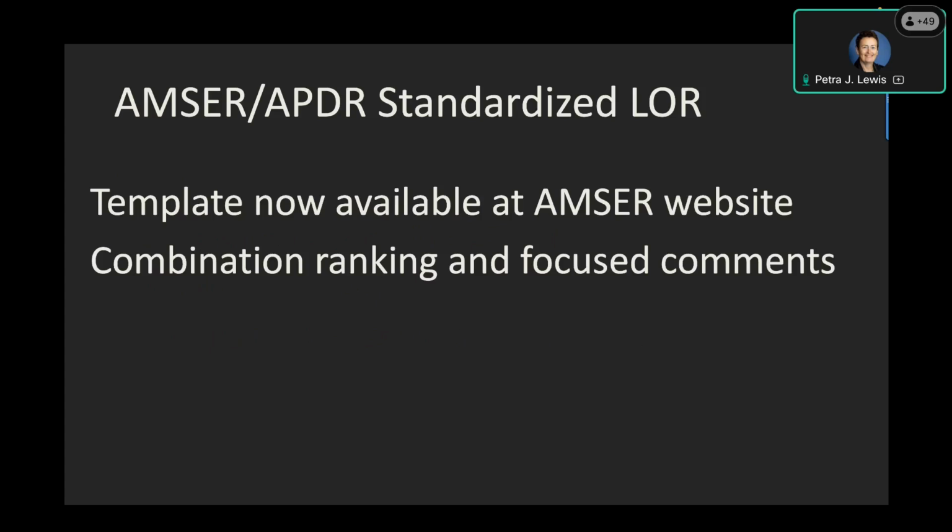Now, one thing just to note, and I'd recommend as well that you go onto the AMSA site and you identify, so here, I'm about to answer that question, Mitchell, I was ahead of you there. The standardized letter of recommendation has been developed by AMSA and APDR. There's a template at the AMSA website, and it uses a combination of ranking tools and focus comments, and we like it. I know Dr. Yen likes it. Dr. Burdick likes something a little bit more verbal apparently.